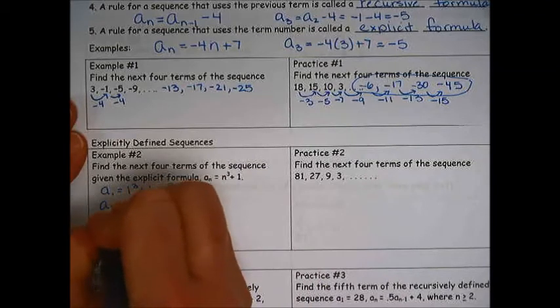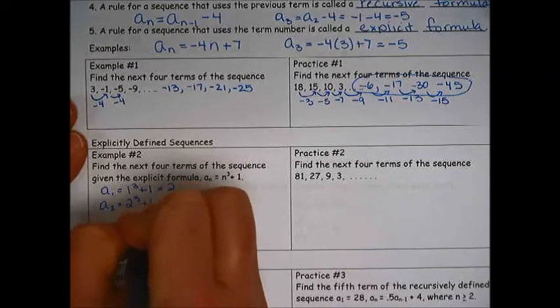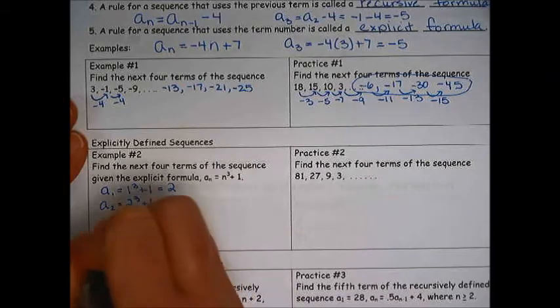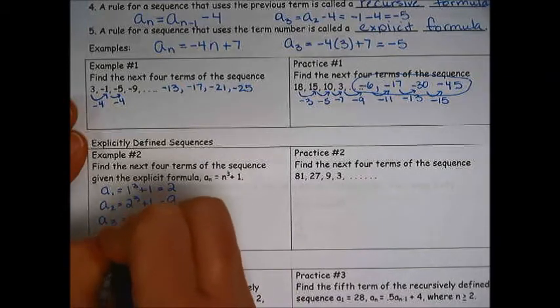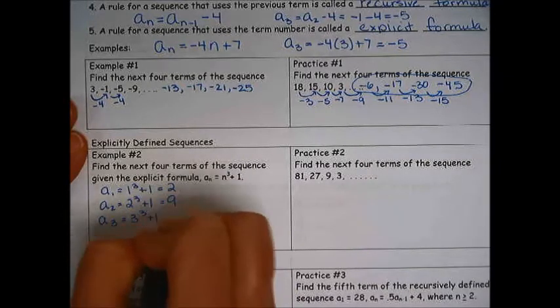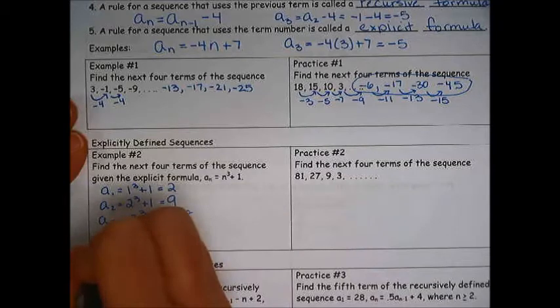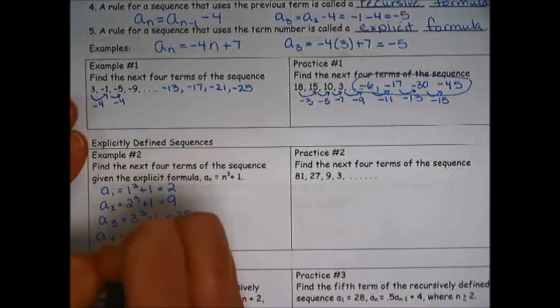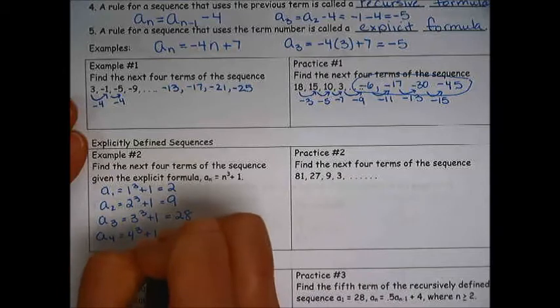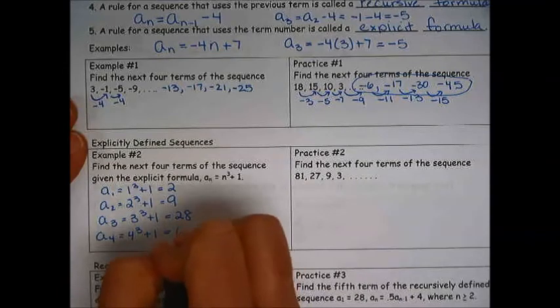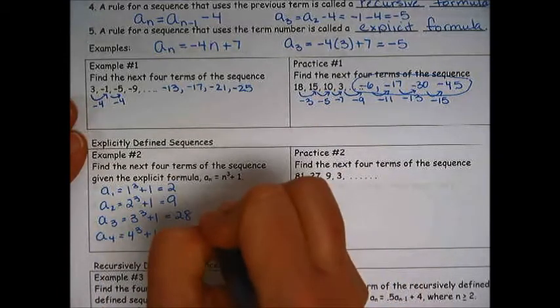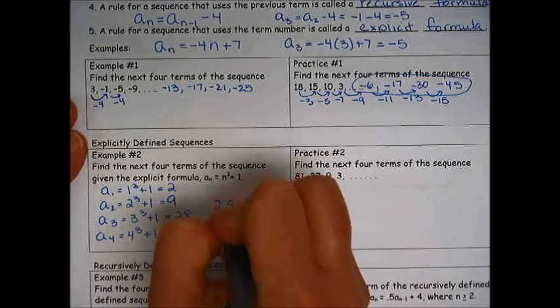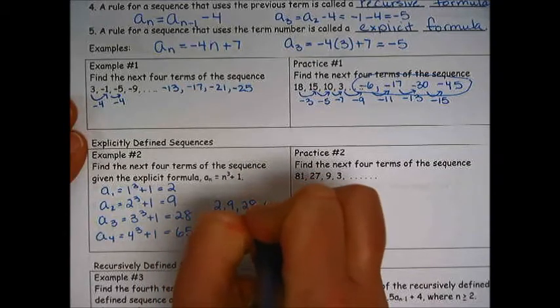A sub 2 is 2 cubed plus 1, so 8 plus 1 is 9. Third term would be 3 cubed plus 1, 27 plus 1 is 28. And the fourth term is 4 cubed, which is 64, plus 1 is 65. So if I list out this as a sequence, it would be 2, 9, 28, 65.